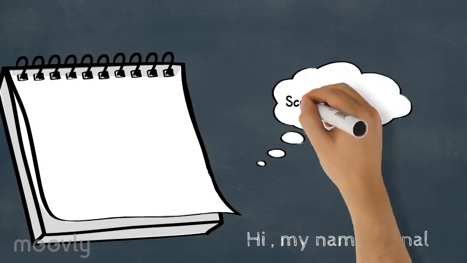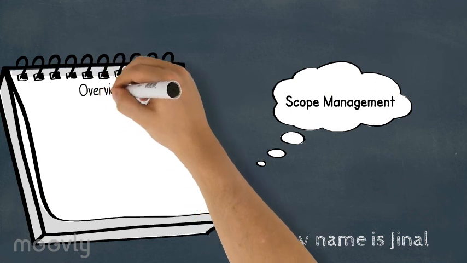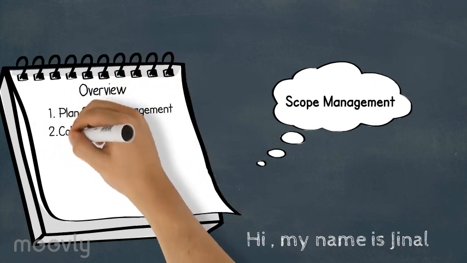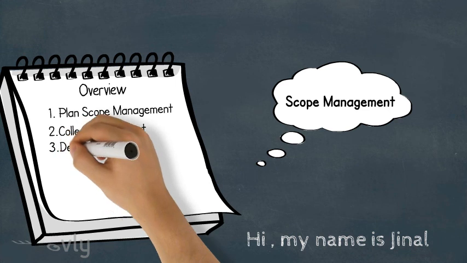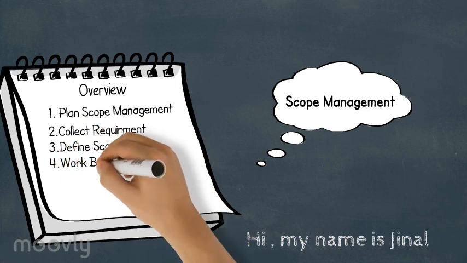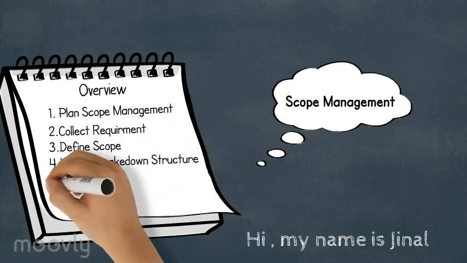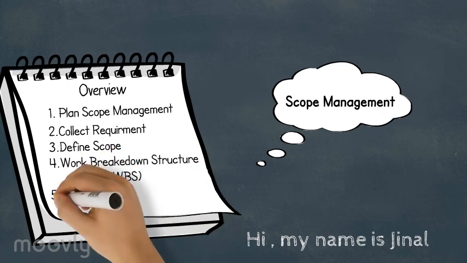Today we will talk about scope management. It is divided into 5 procedures: plan scope management, collect requirements, define scope, work breakdown structure, also known as WBS, and last but not the least, we will talk about establish change control.